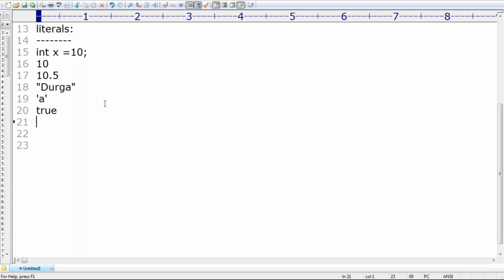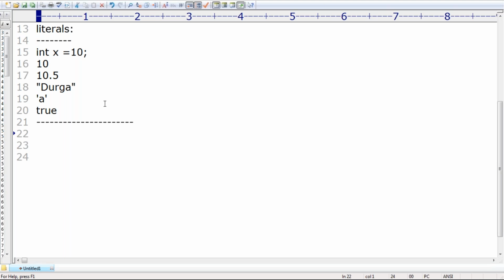For the sake of the exam, the literals concept is very important. Make sure you people are aware. What is a literal? Literal is nothing but a constant value which can be assigned to the variable. A constant value which can be assigned to the variable is called a literal. Clear for all of you, right?